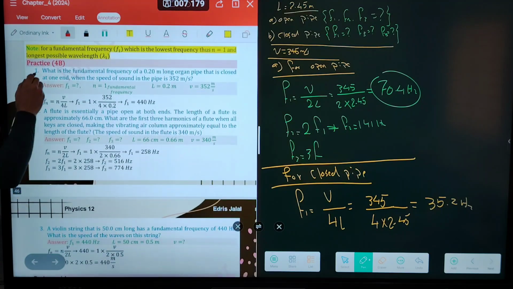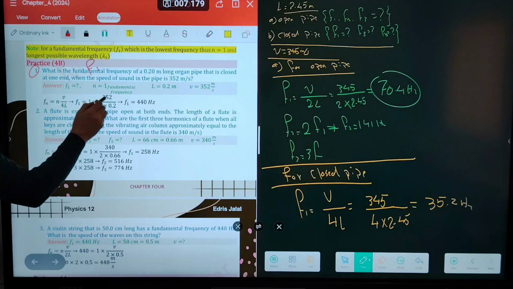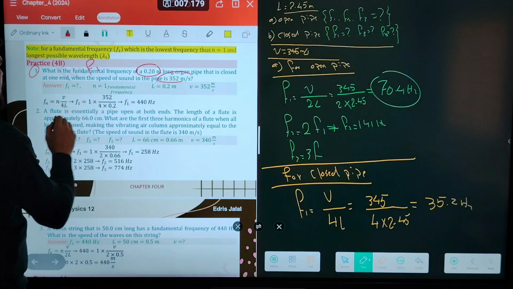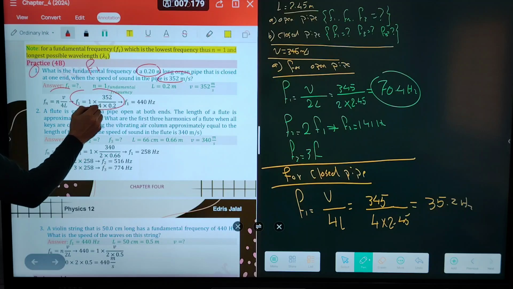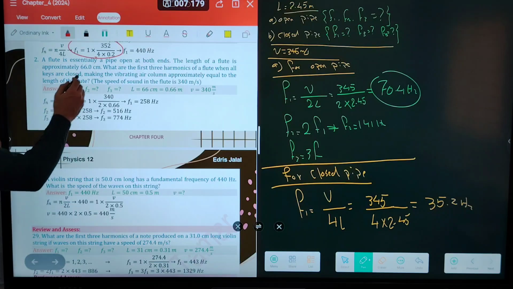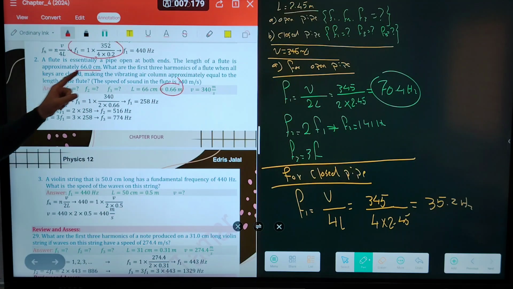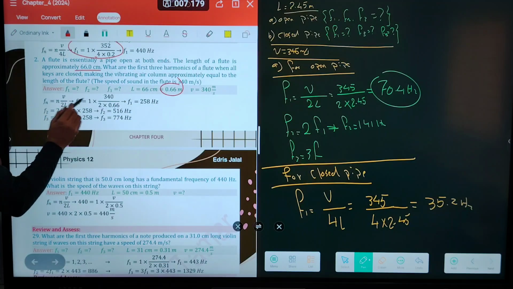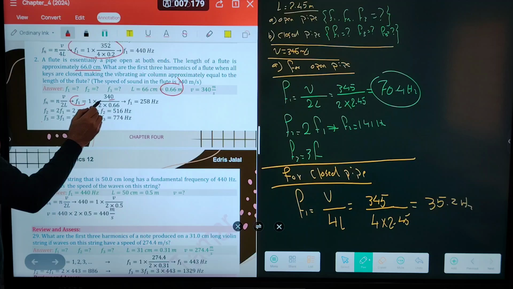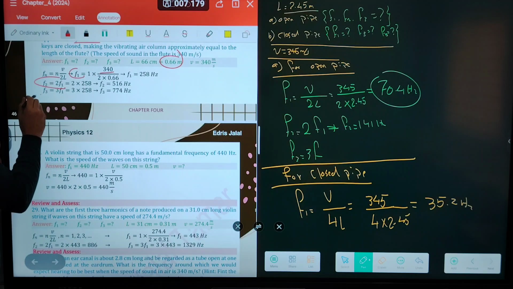Practice 4B question 1. What is the fundamental frequency? What do you mean by fundamental frequency? F1. This is L and this is V. F1 is equal to V over 2L. A fluid is essentially an open pipe. The length of the fluid is 66 centimeters. You have to convert to meters, 0.66 meter. What are the first 3 harmonics? F1, F2, F3. F1 is equal to V over 2L. F2 is 2 times F1. F3 is 3 times F1.